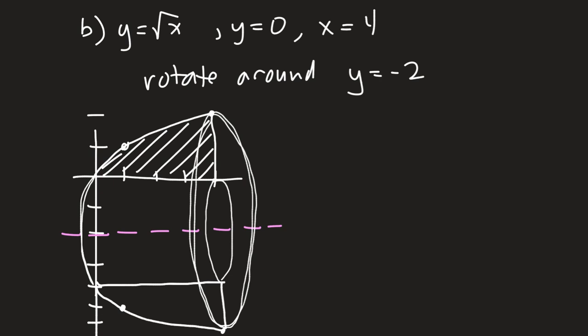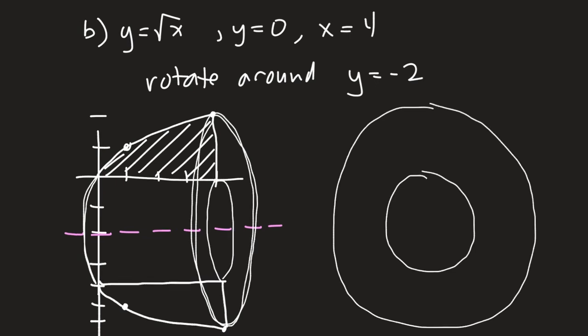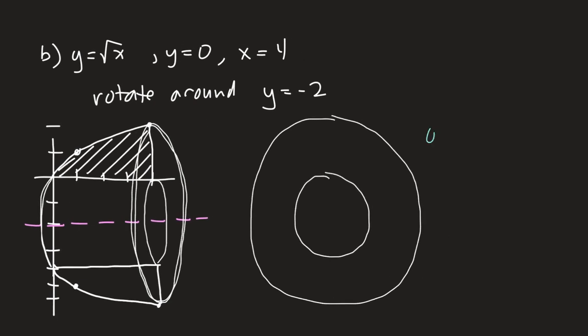Okay, so notice that we have a nice washer. Anytime we look at this, we're going to get a washer. Well, let's just draw the washer. Inner circle, outer circle. So we have two radii. One is the outer radius. So how far is it from our center of rotation to the outer part of your graph? That's your outer radius. So what is that length?